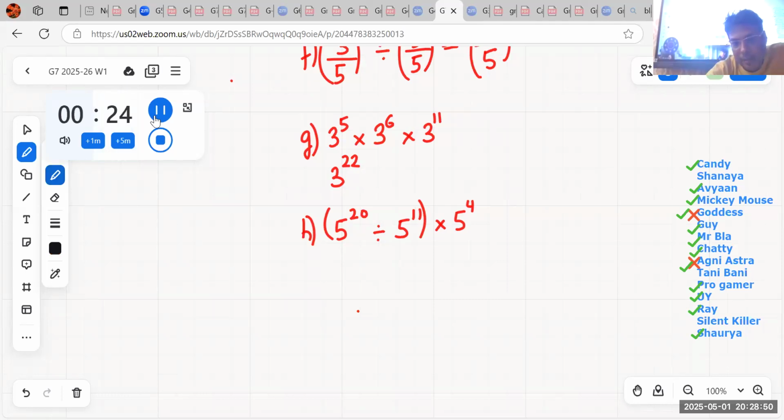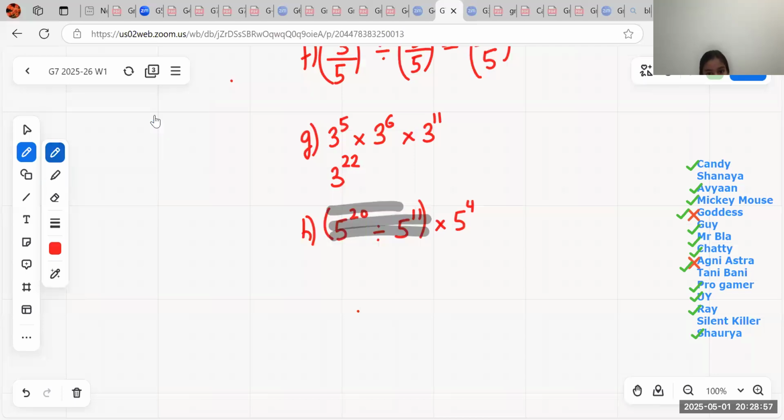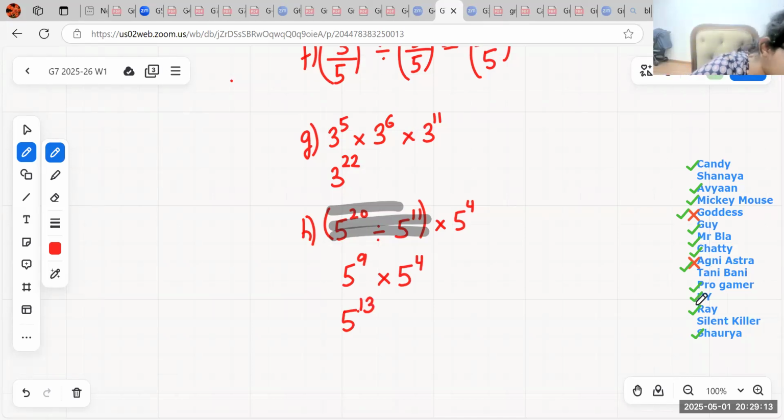So Silent Killer, Tani Bani, what's my answer? Shanaya, shall I send my answer? So 5 to the power 20 divided by 5 to the power 11 will give you 5 to the power 9, and times 5 to the power 4 will give you 5 to the power 13. Got it, guys? Yes, sir, I was just about to type the answer.